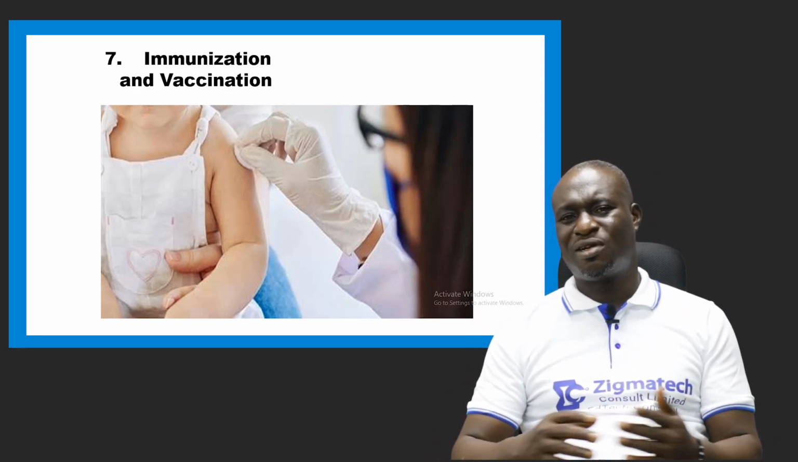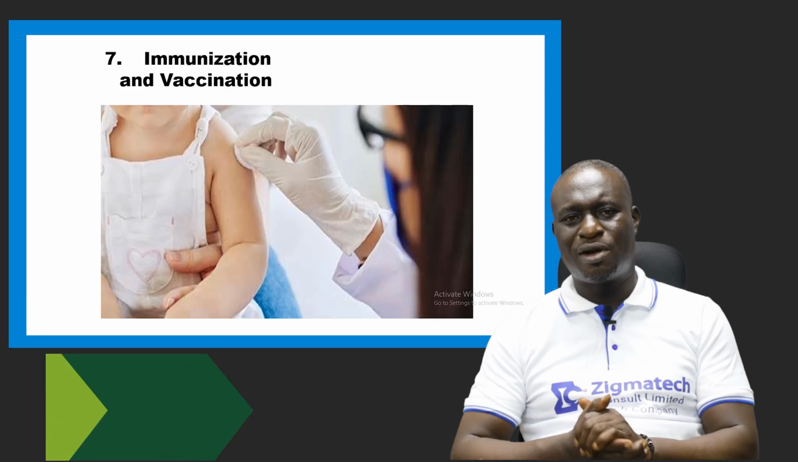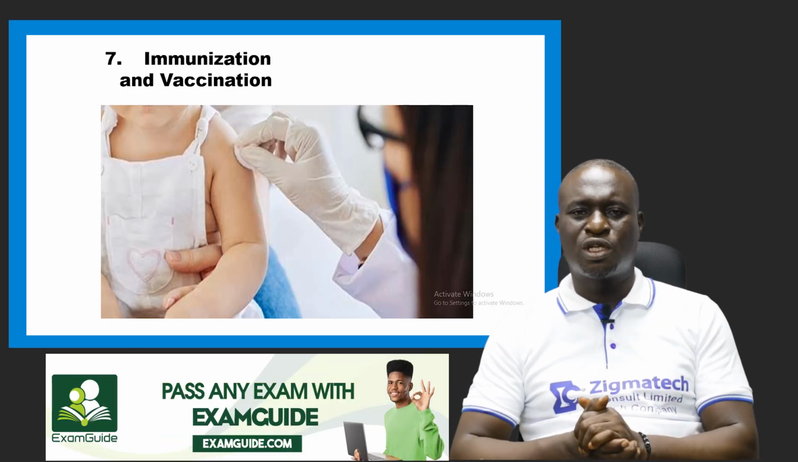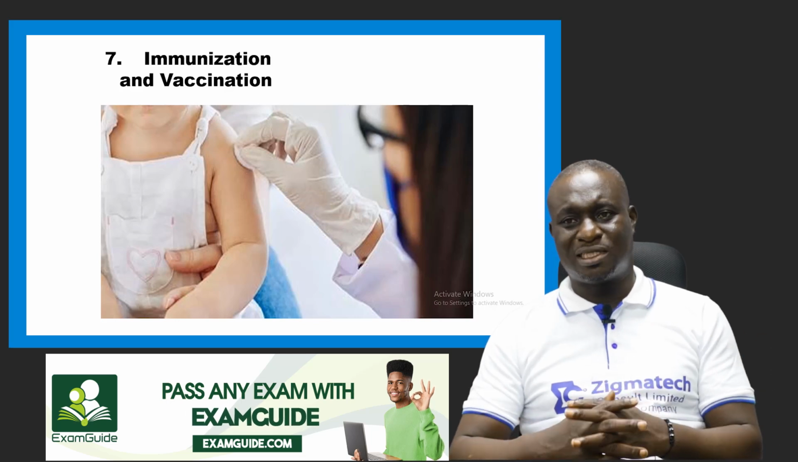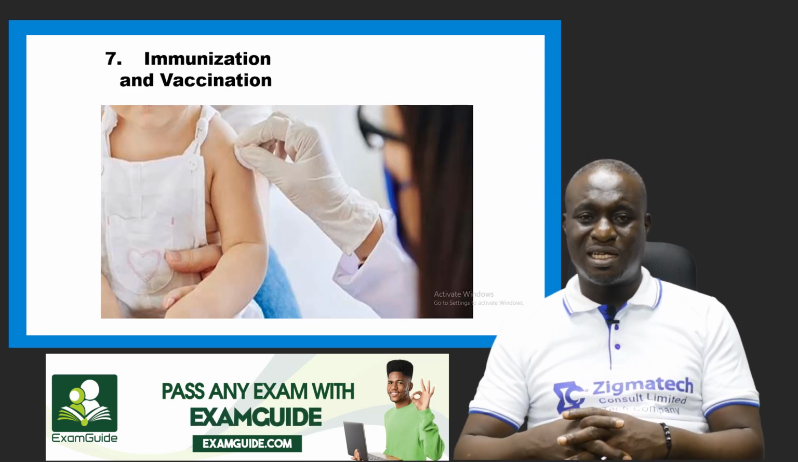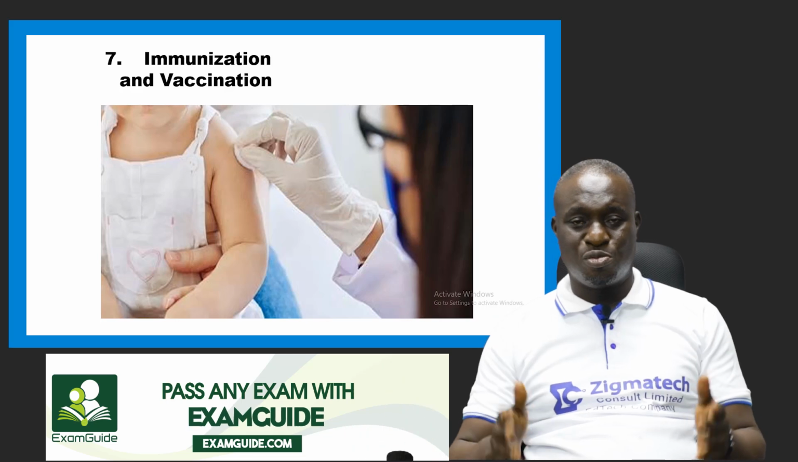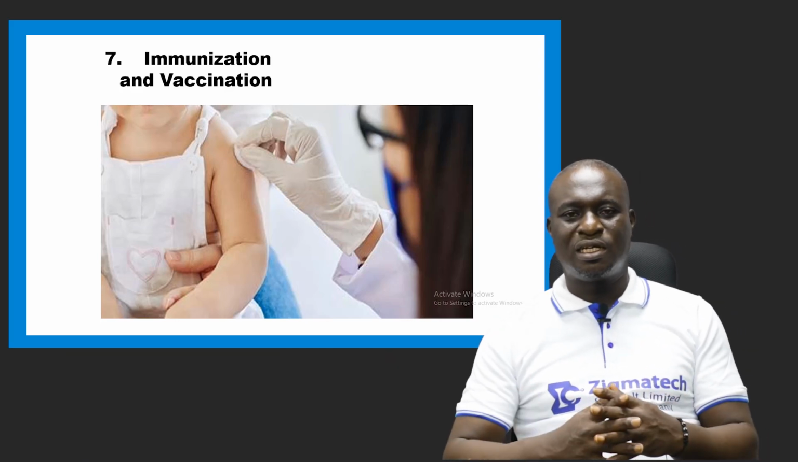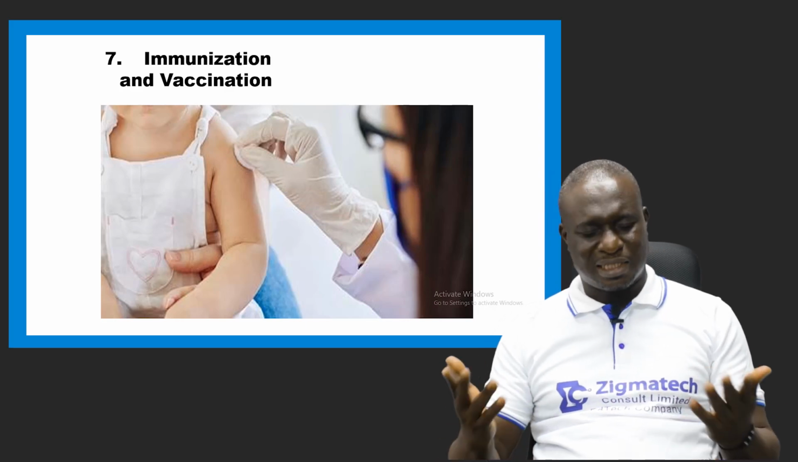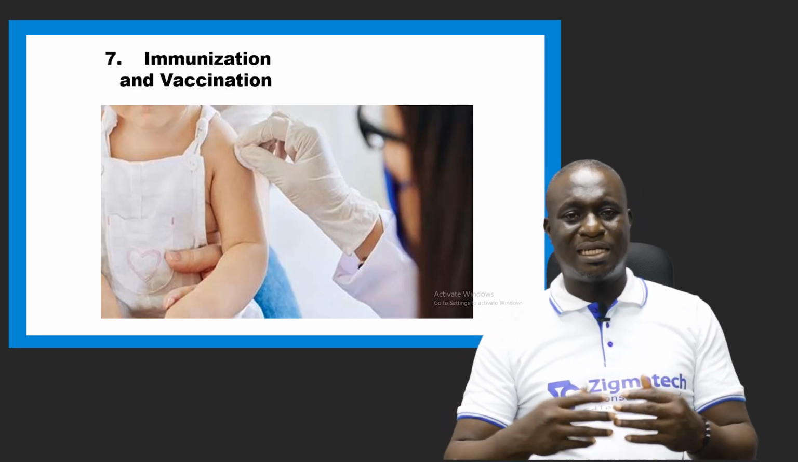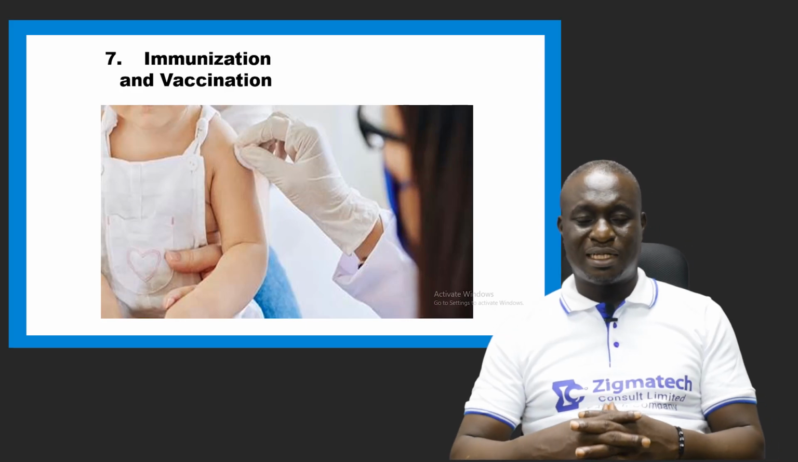Now, we have several vaccines. We have vaccines for cholera. We have vaccines for measles. We have vaccines for meningitis. We have several vaccines. So if you have not been vaccinated, or if you've not been immunized, please do see the doctor or go to a health center, and then you will be attended to.